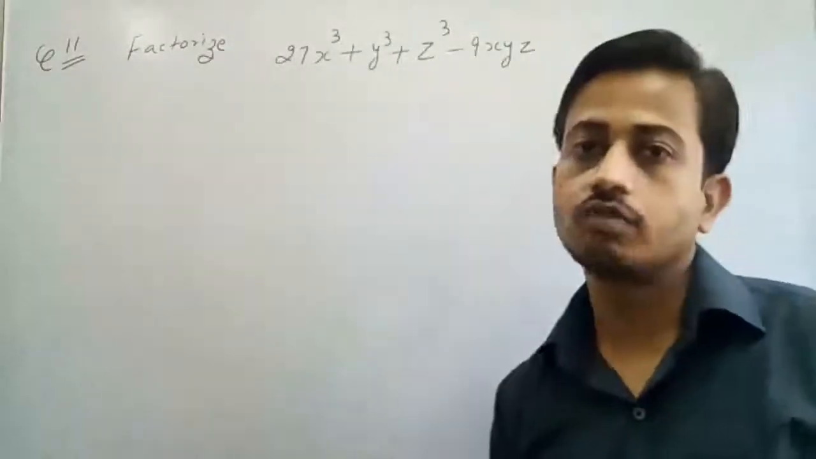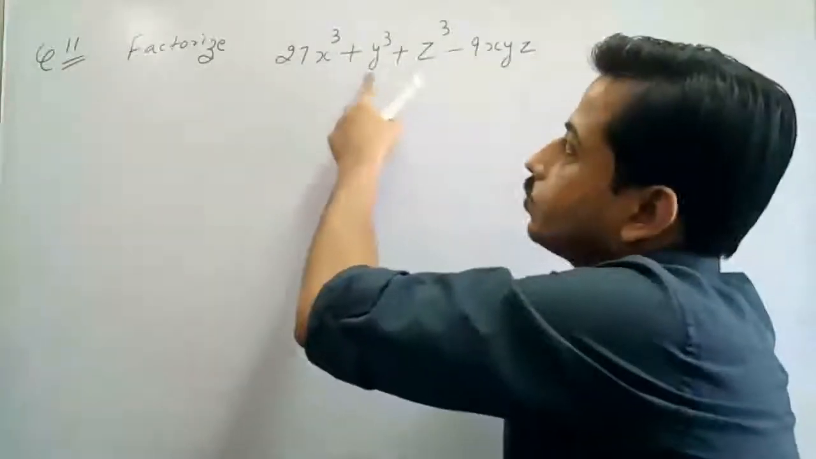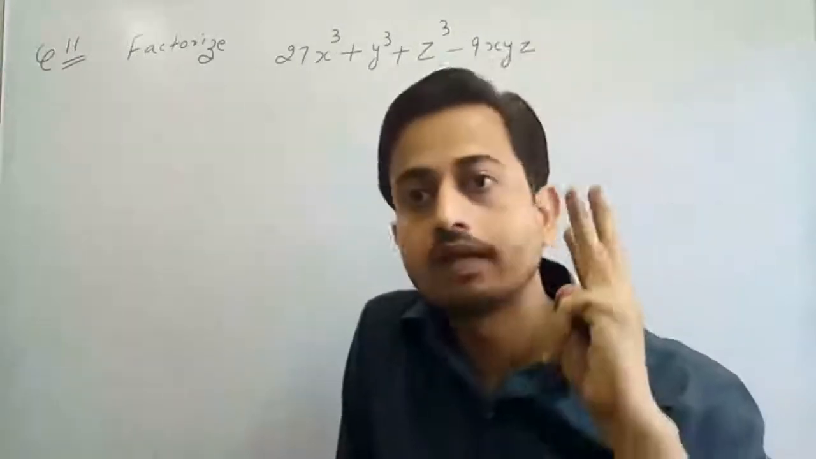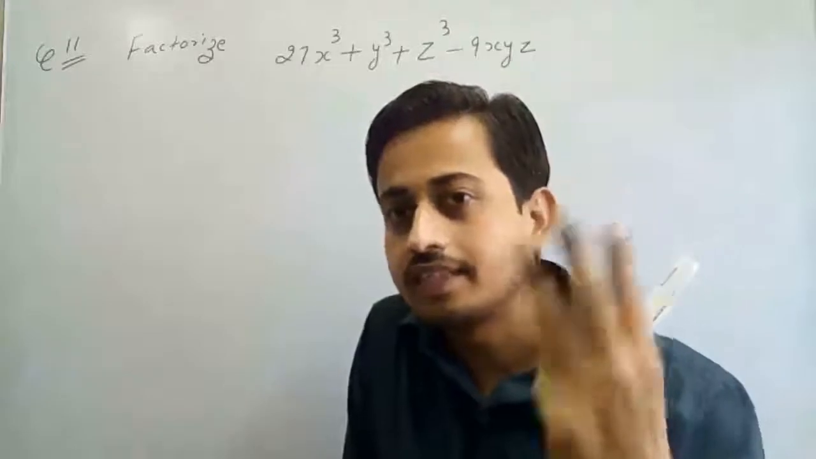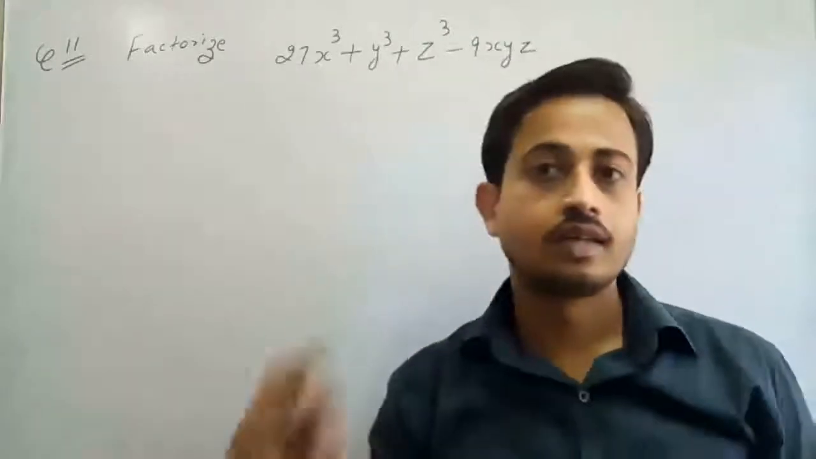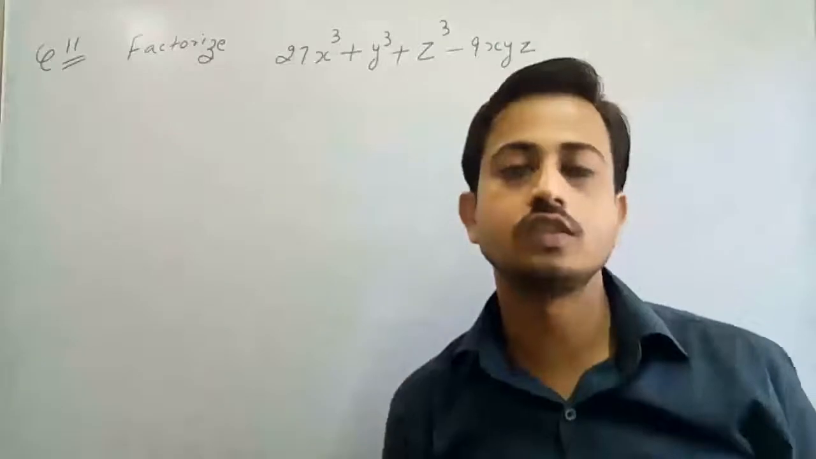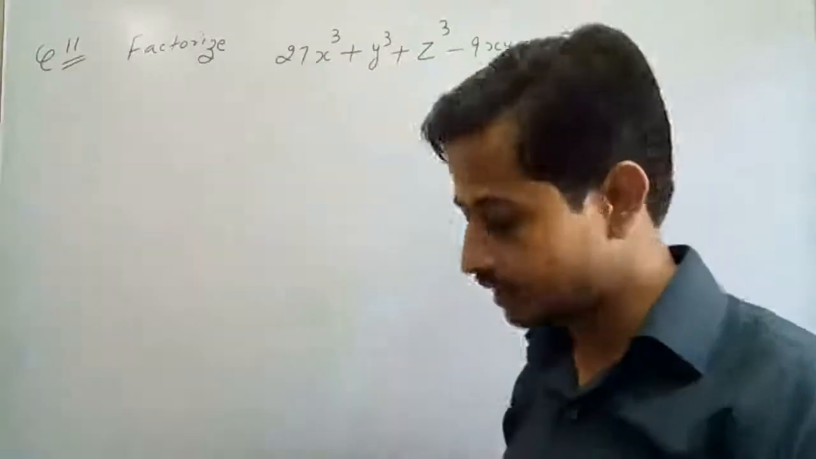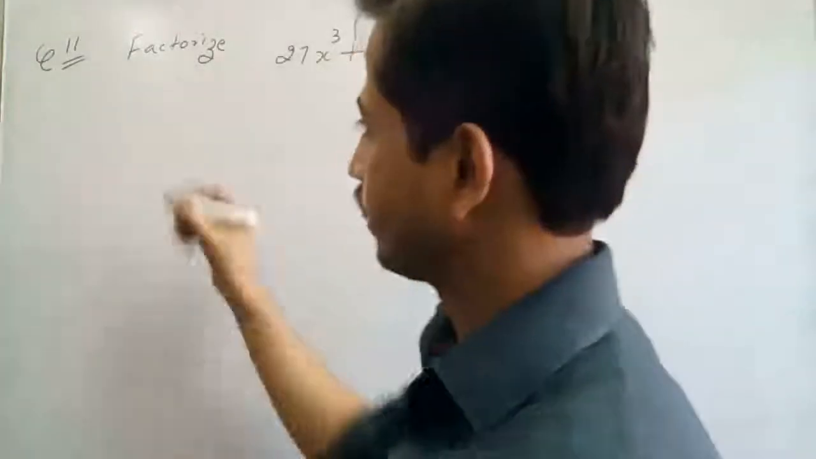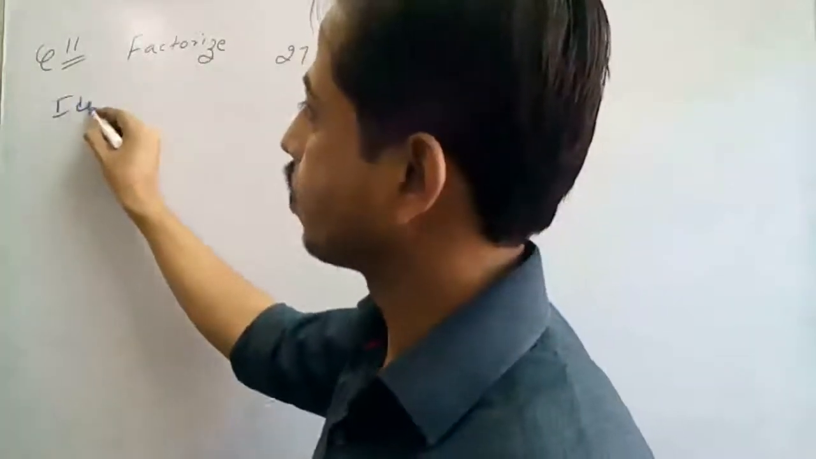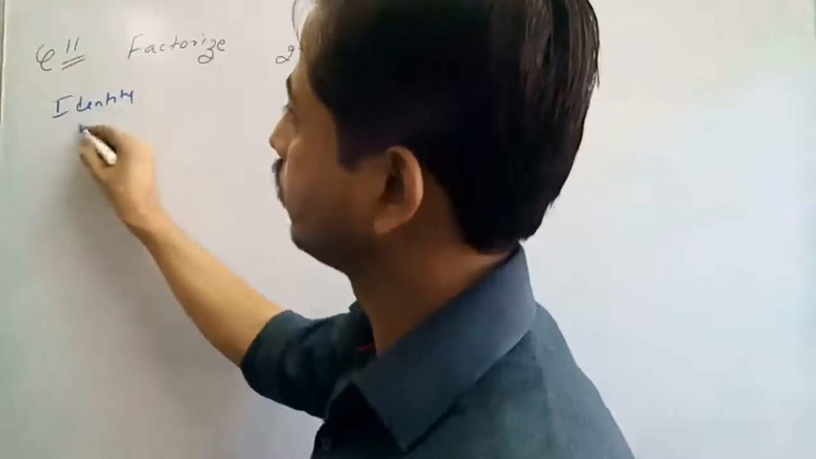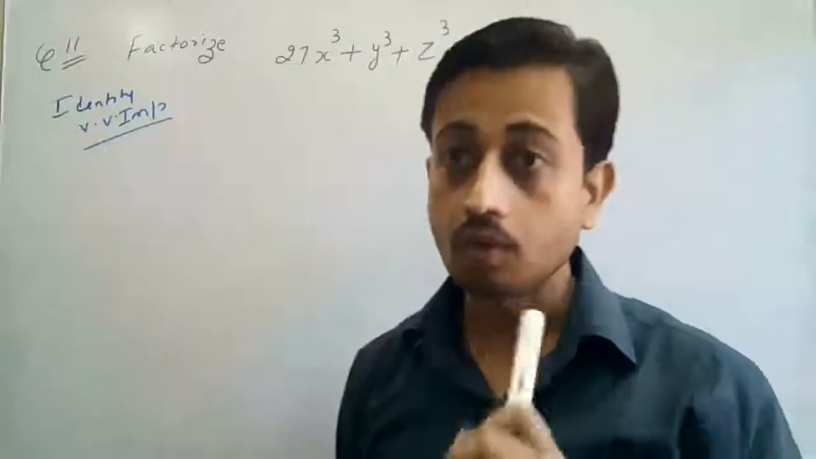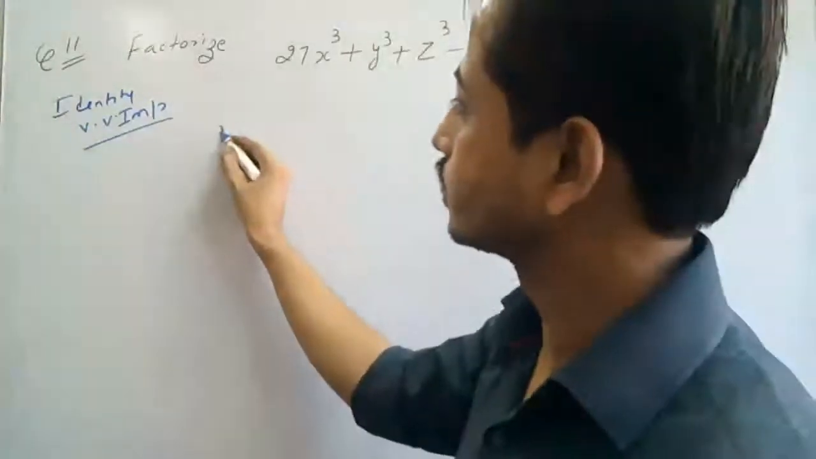Now look at the question. Factorize a cube, b cube, c cube minus 9xyz. xyz multiplied by 3, on which identity? Identity number 6. That identity is a very important identity. Which identity is it? Again revise the identity. It's very important.